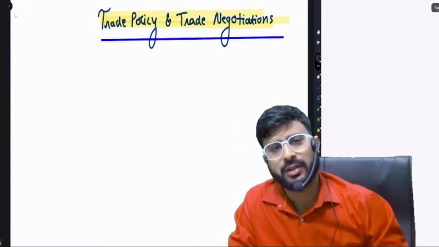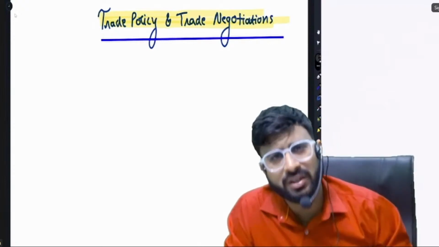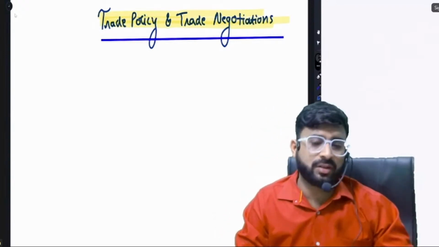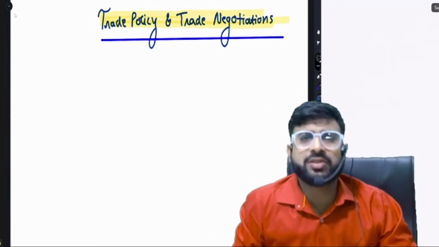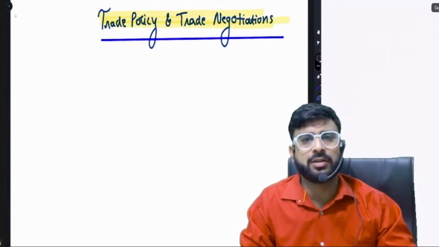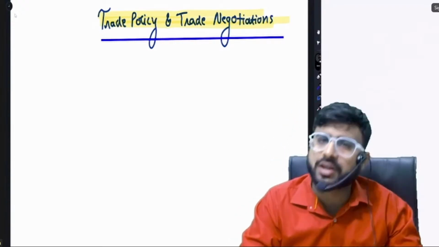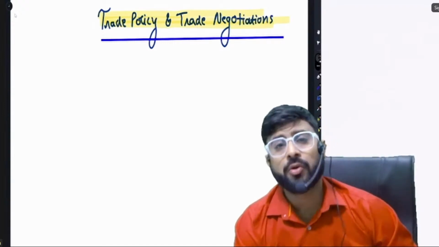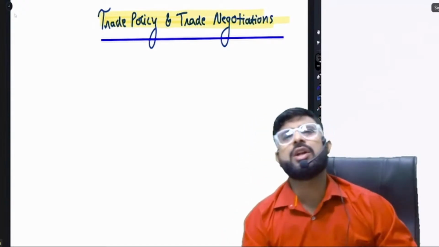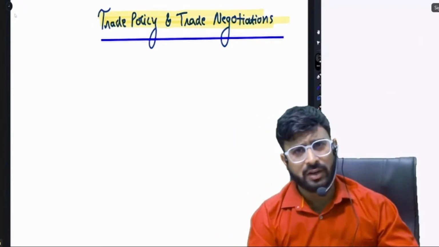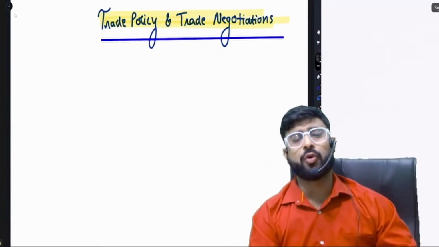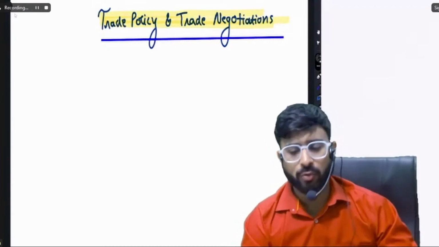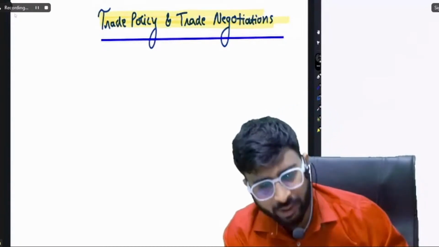So friends, we had started trade policy in our last class. If somebody has not done the previous class, there will be a little difficulty in understanding because we had started trade policy in our last class only. Let me continue. We will be discussing trade policy today. Only one paragraph, export related measures, was left. So I'll complete that, and then we will move on to the unit which deals with trade negotiations.